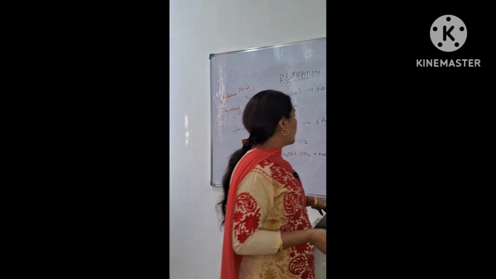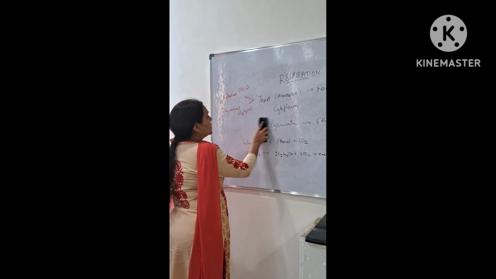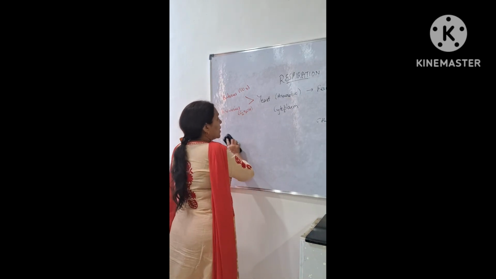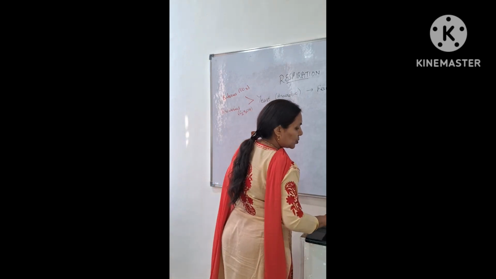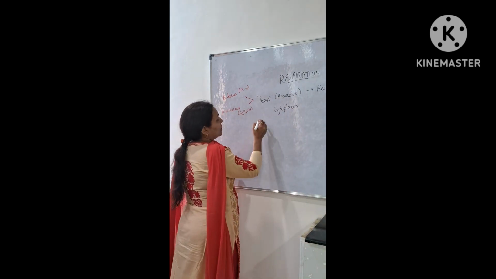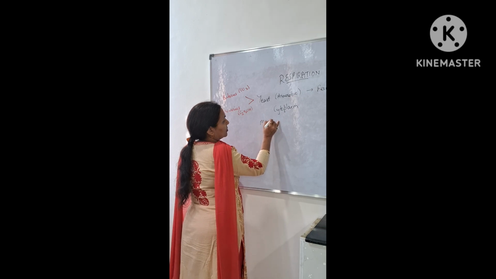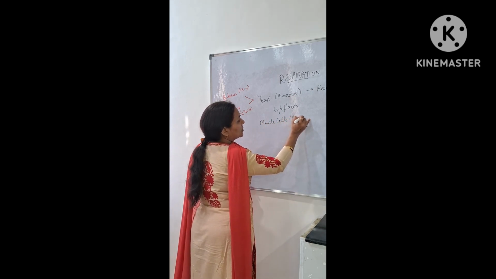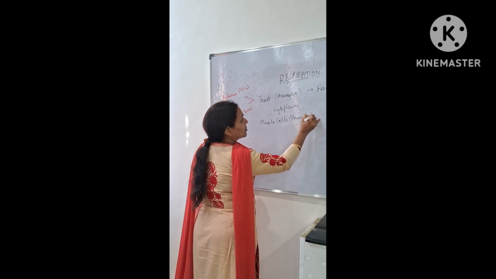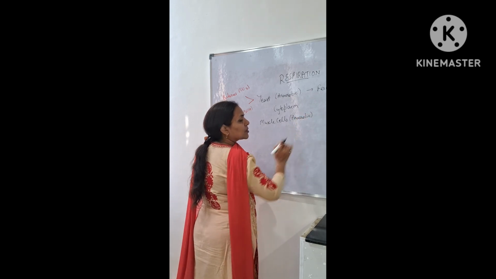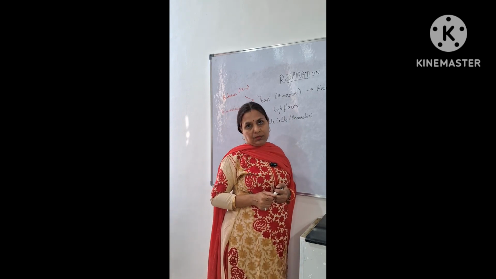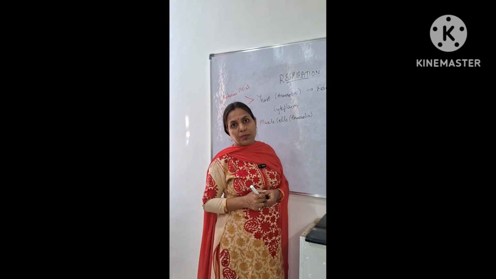The second type of anaerobic respiration occurs in our muscle cells. In our muscle cells also, anaerobic respiration occurs, but this process is not known as fermentation because carbon dioxide is not being produced.